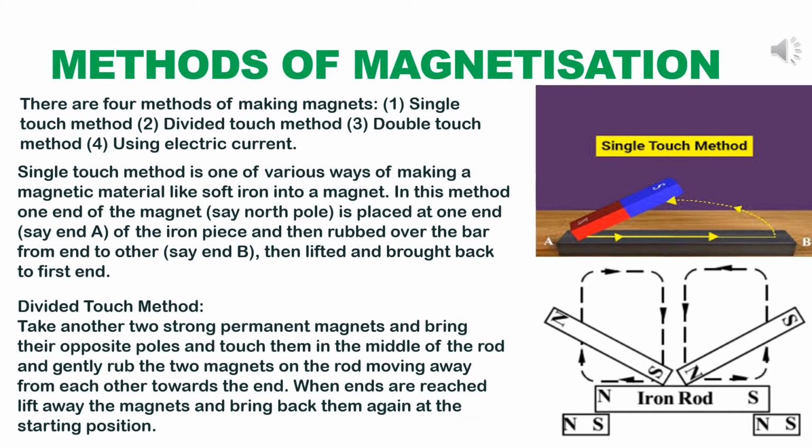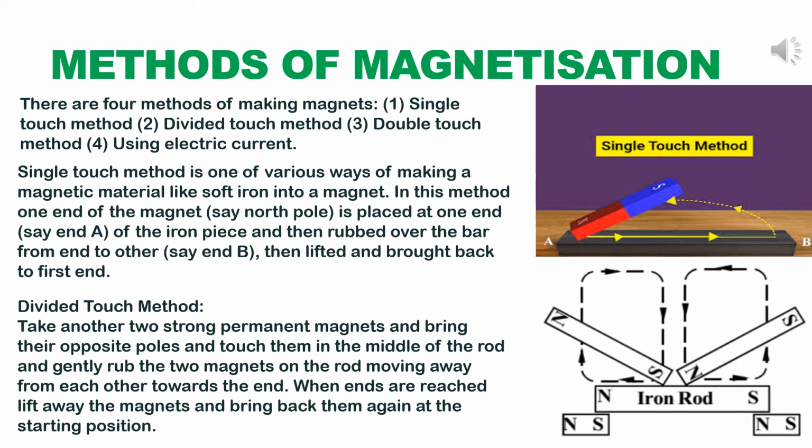Now methods of magnetization. Artificial methods of making magnets are called magnetization. Methods of magnetization are basically of two types, mechanical and electrical. Now, mechanical method of magnetization. There are four methods of making magnets. One, single touch method. Second one, divided touch method. Third one, double touch method. And number four, using electric current. One, two and three are mechanical methods of magnetization, and the last one is the electrical method of magnetization.